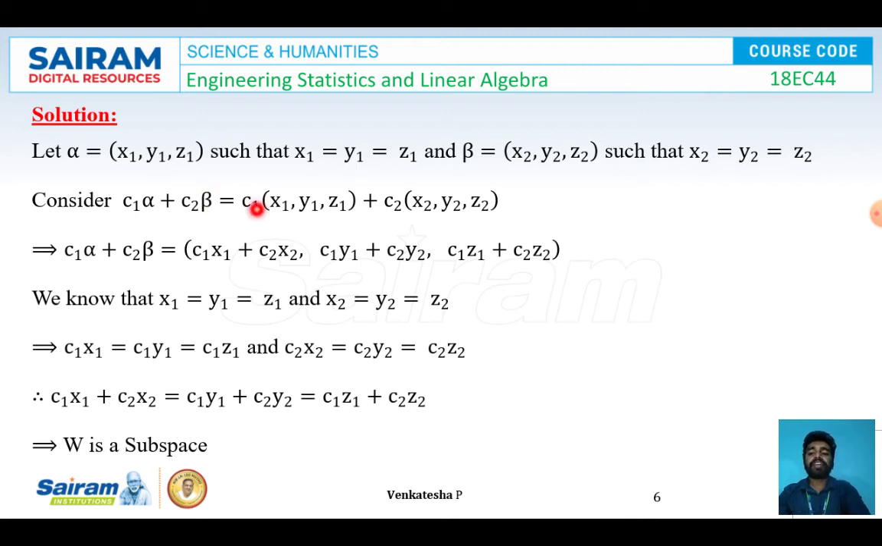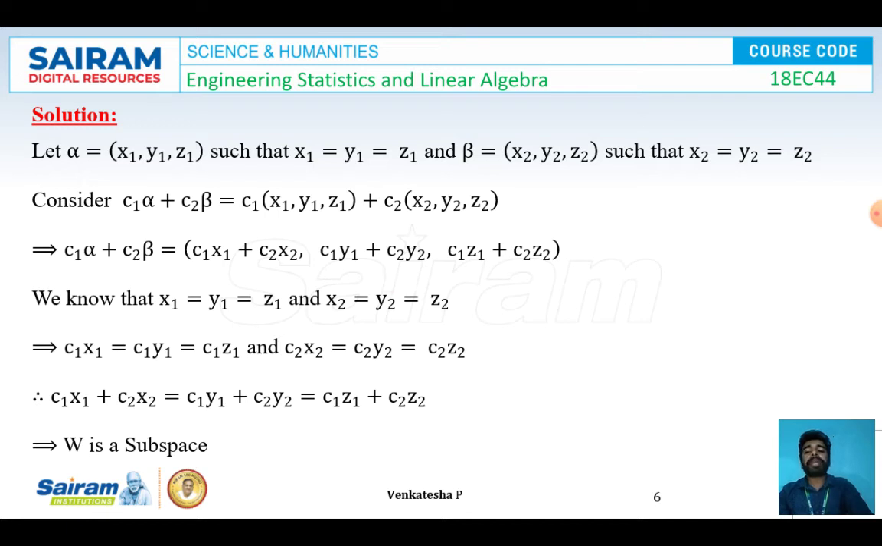So I'll be getting C1 times (x1, y1, z1) plus C2 times (x2, y2, z2). By multiplying and adding, I got C1 alpha plus C2 beta as (C1 x1 plus C2 x2, C1 y1 plus C2 y2, C1 z1 plus C2 z2). Now to show that this C1 alpha plus C2 beta belongs to W, we have to show that C1 x1 plus C2 x2 is equal to C1 y1 plus C2 y2, which is equal to C1 z1 plus C2 z2. It is given that x1 = y1 = z1 and x2 = y2 = z2.